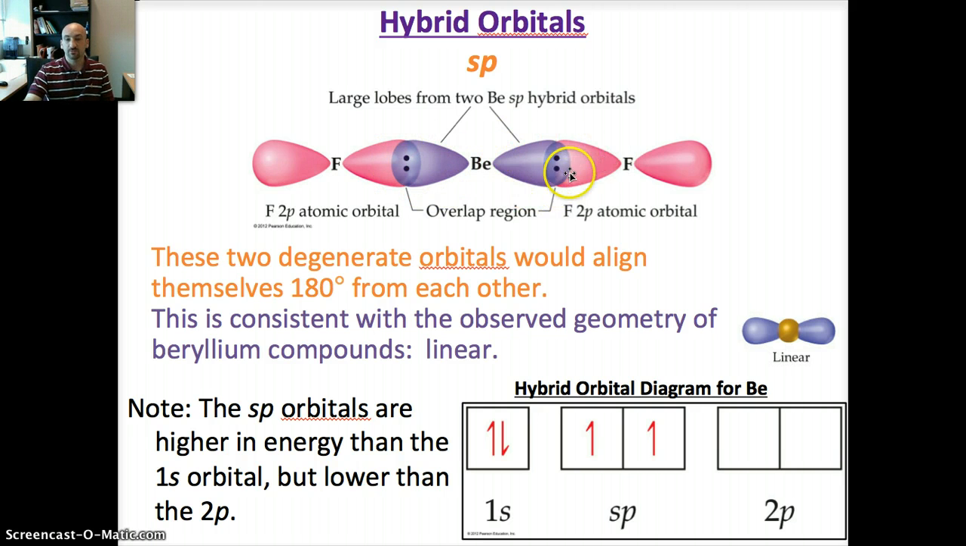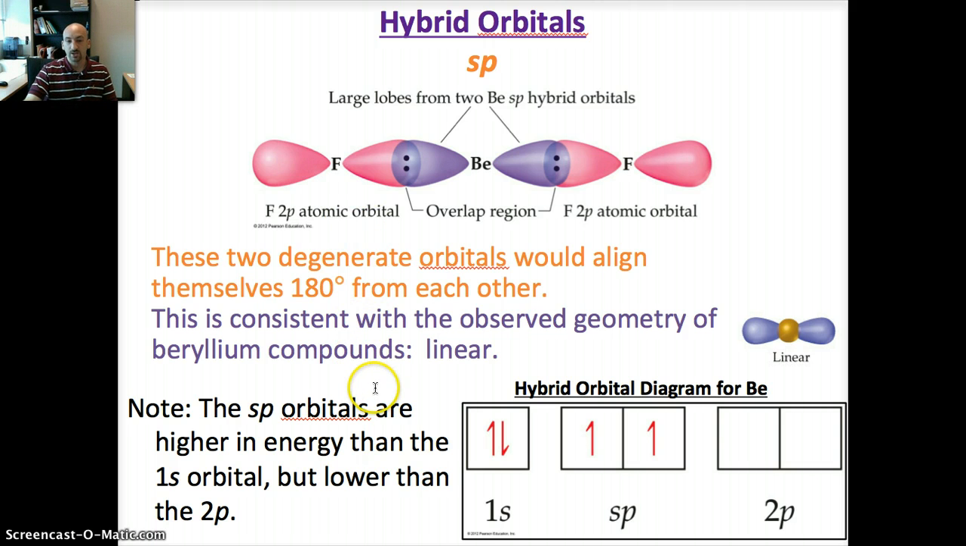The fluorine, which has a p orbital with only one electron, is going to overlap with the sp hybrid orbital, sharing that electron. What you see is that the way this is drawn out matches the observed geometry of beryllium compounds, which is linear. This is linear as well. That helps explain how the covalent bond takes us from the atomic orbital to the molecular geometry.